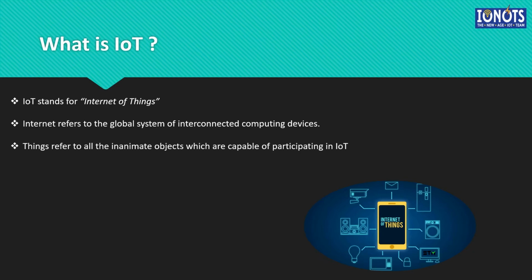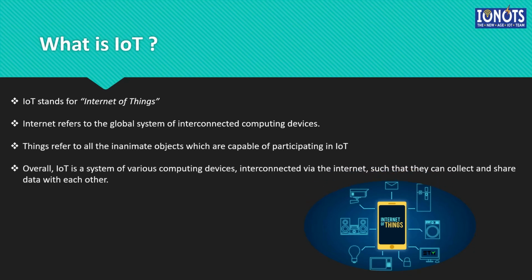So, at the very first glance, what should we understand from the term IoT? IoT is a system of various computing devices interconnected via the internet such that they can collect and share data with each other. Collection and sharing of data is one of the most important aspects of IoT. We'll discuss it in the upcoming slides.